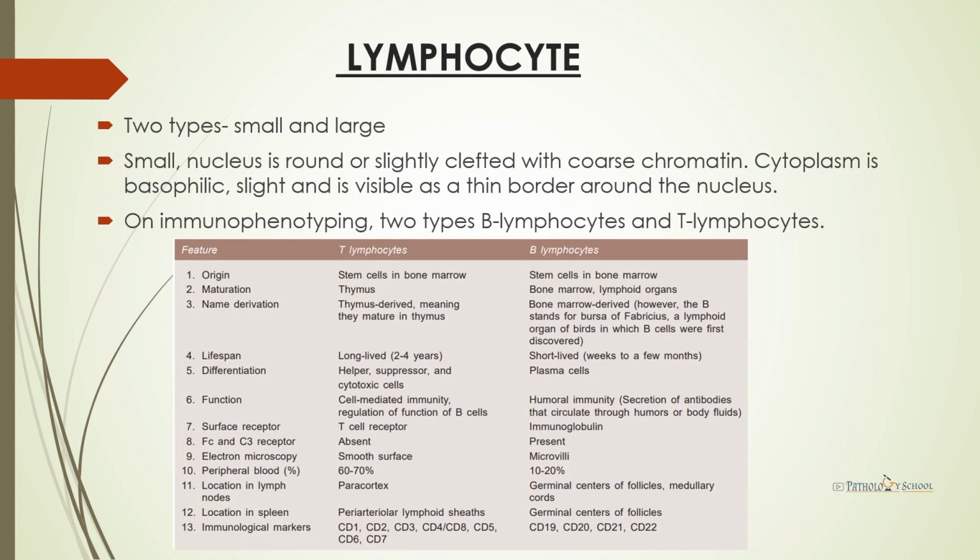Then we have the lymphocytes. Two types are there, that is small and large lymphocytes. They have a small nucleus that is round and slightly clefted with coarse chromatin. Cytoplasm is basophilic, slight and visible as a thin border.